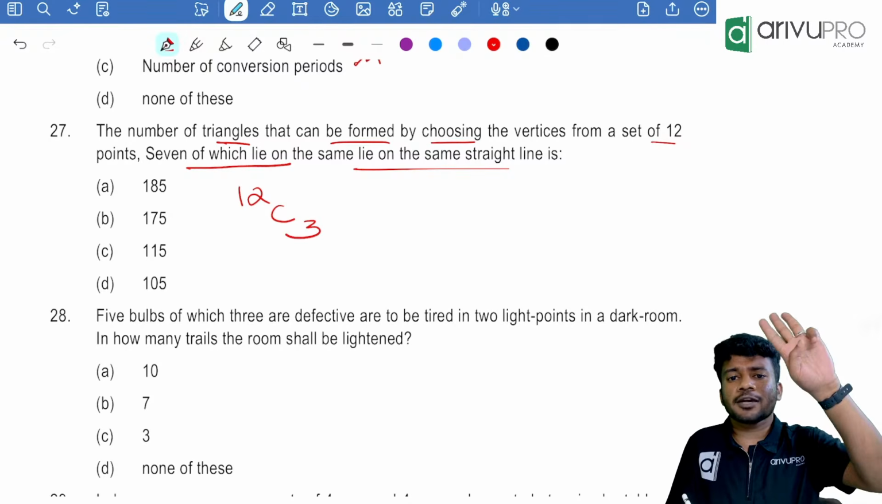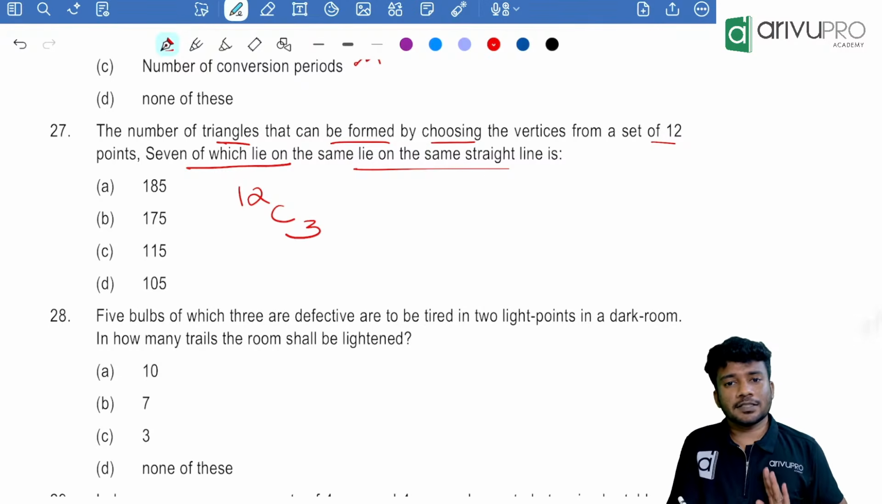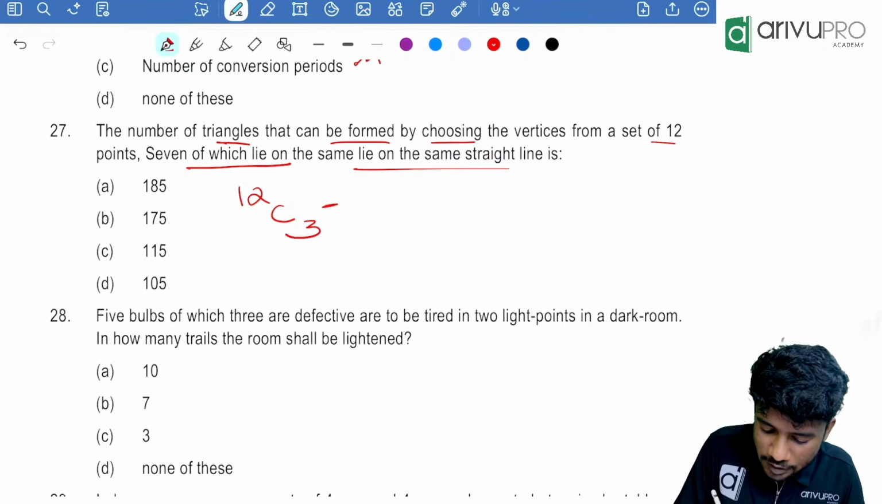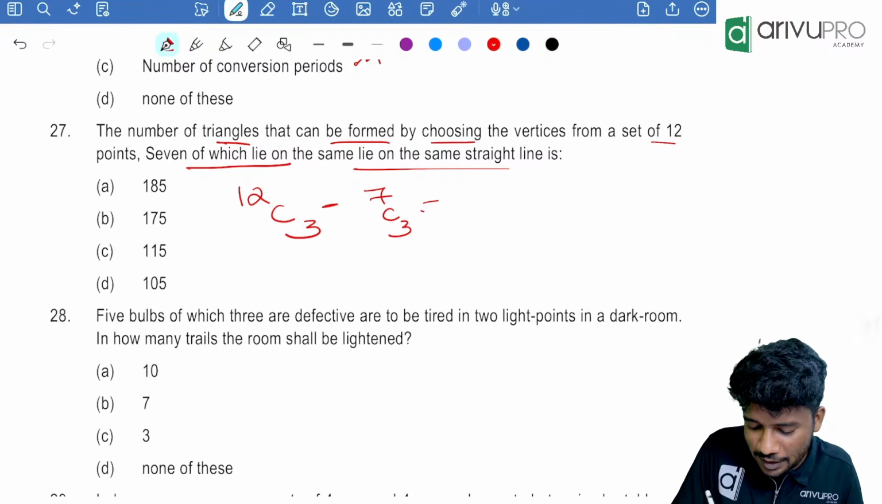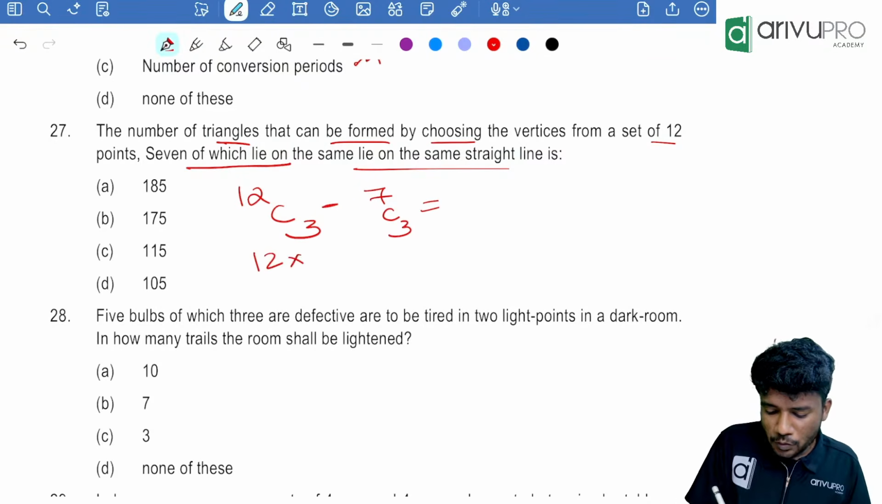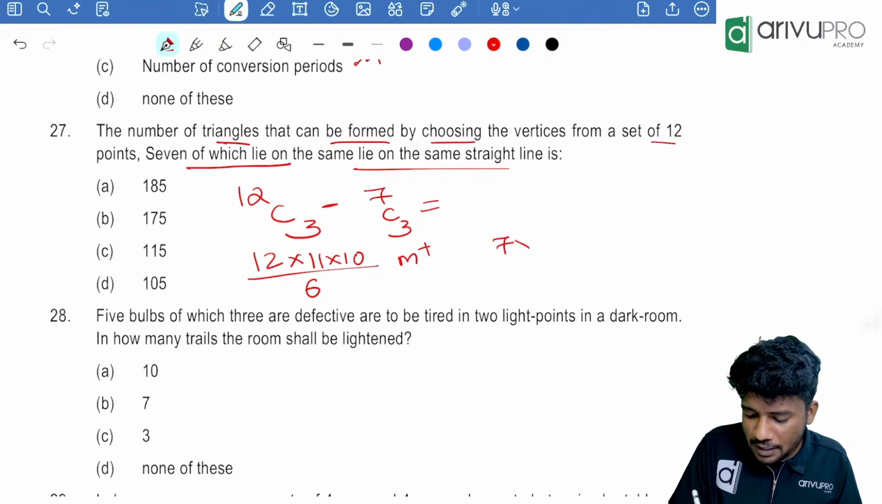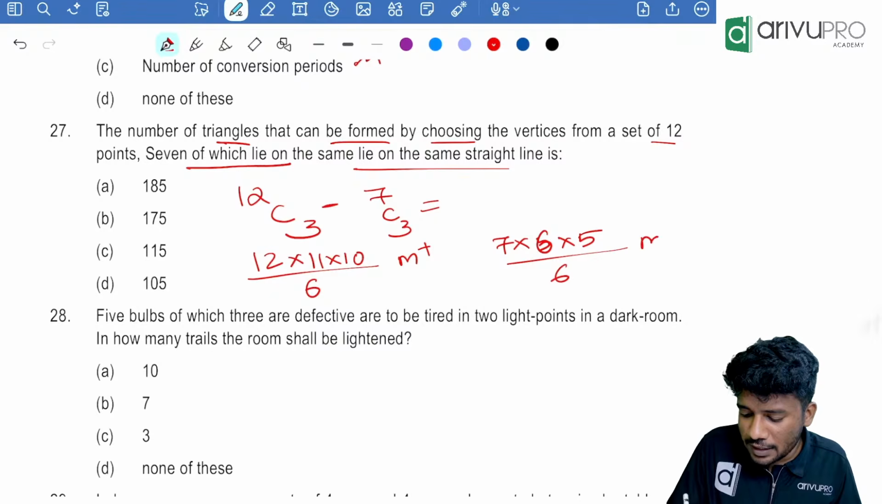From 12 points, I require 3 points to form triangles. So the number of triangles that can be formed will be how much? 12C3. But 7 of them are collinear, so I should reduce them: 7C3. So 12C3. Take your calculator, people. How to do it? 12 into 11 into 10 divided by 3 factorial is how much? 6. Then click M plus. Then 7 into 6 into 5 divided by 6. Then click M minus.